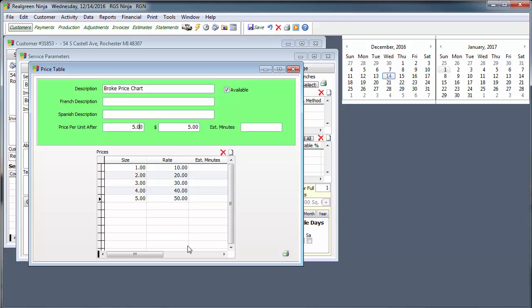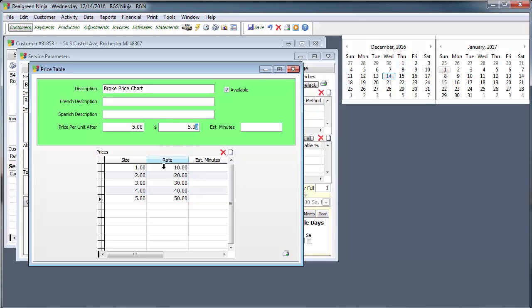Now, I usually recommend when you're building out price charts, build them out just a little bit bigger than the largest property you have. If you have that do not interpolate prices check mark, the one that says if it falls between two numbers, bump it up to the next price, then anything after this price per unit after will calculate whether or not you have that check mark. So if it's like 5.5, it would actually add $2.50, because it's halfway between 5 and 6, and $2.50 is halfway between $0 and $5.